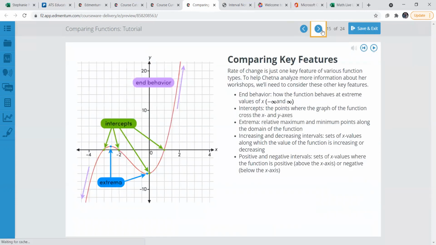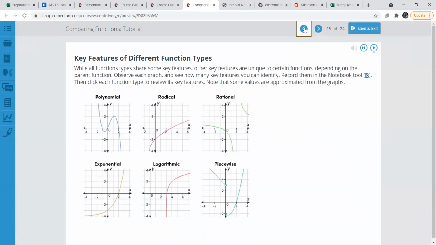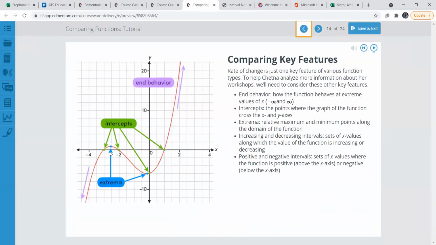Comparing key features. So let me go back. We have the end behavior, which is how the function behaves at extreme values of x. So typically negative infinity to positive infinity. So the purple lines, that's the end behavior. Intercepts are the points at which the graph crosses the x and y axes, meaning it touches the x-axis, it touches the y-axis. So those are called intercepts. As you can see, there's 4 on this graph.